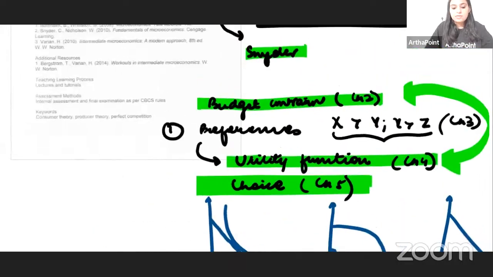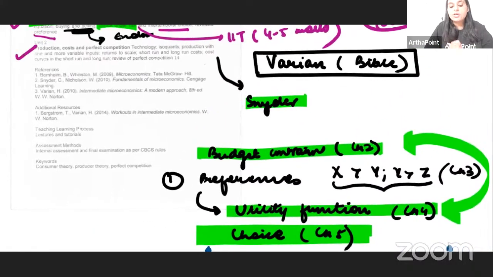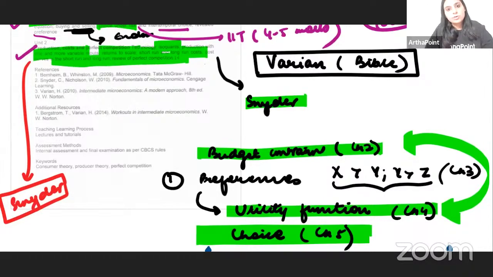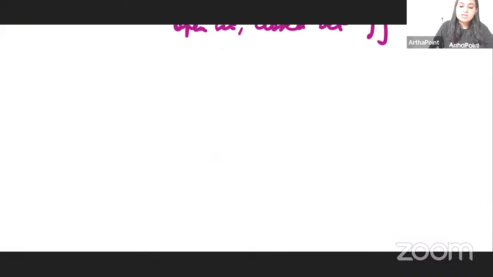And then we have producer theory. You can do this from Snyder if you follow the Delhi University syllabus. This talks about what are isoquants, what is production in one or more variables, how do I define returns to scale, what is short run, what is long run, cost, and perfect competition. So this is how I define the syllabus for producer theory.